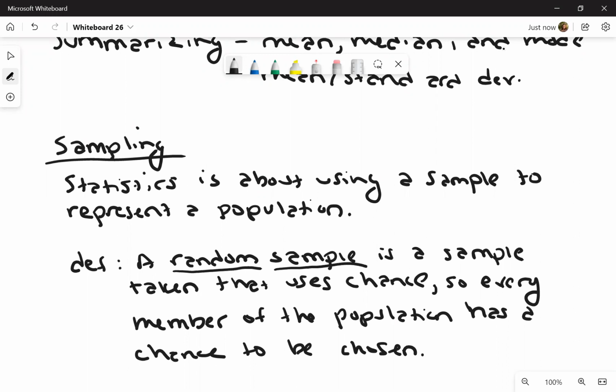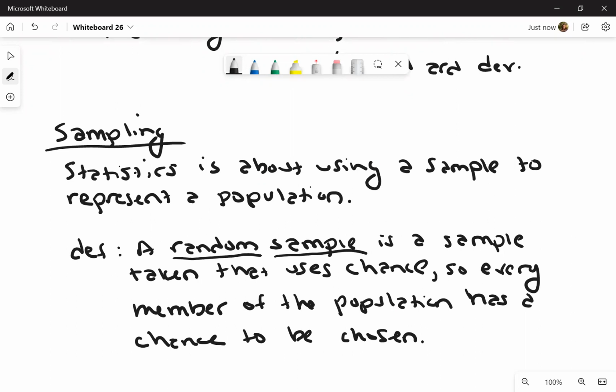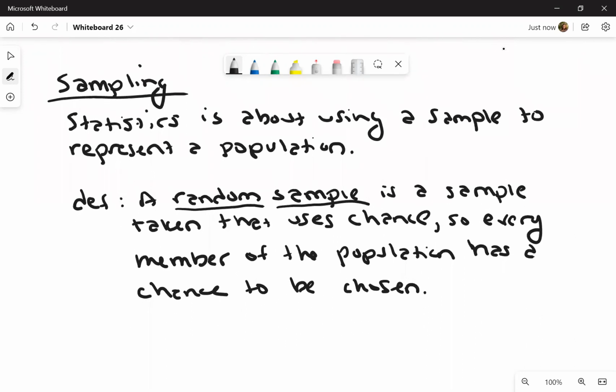And I wanted to use the word member instead of person, because even though the examples I gave a second ago were all people, it's possible that you're talking about animals, pets, right? Or actual items, like cars, and thinking about a sample of cars and how good their gas mileage is, or whatever the scenario is. So it doesn't have to be people. Okay, so it needs to be a random sample.